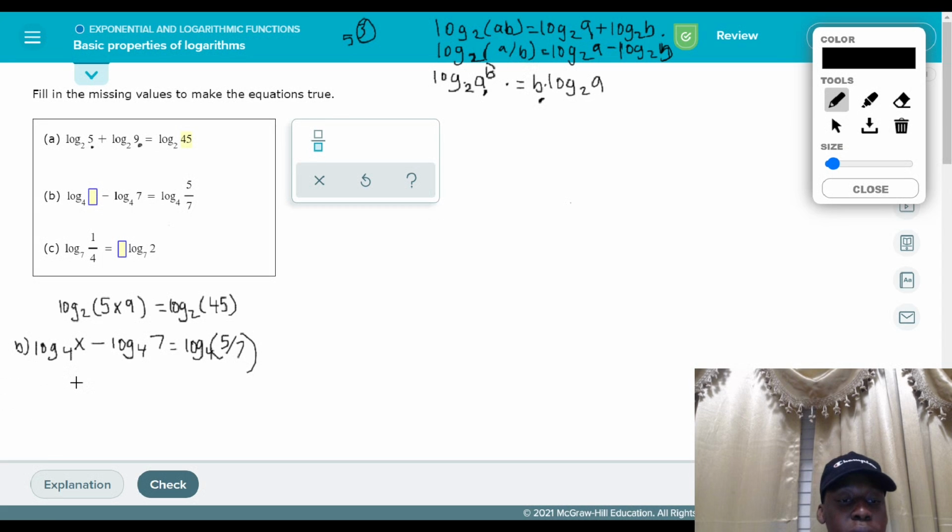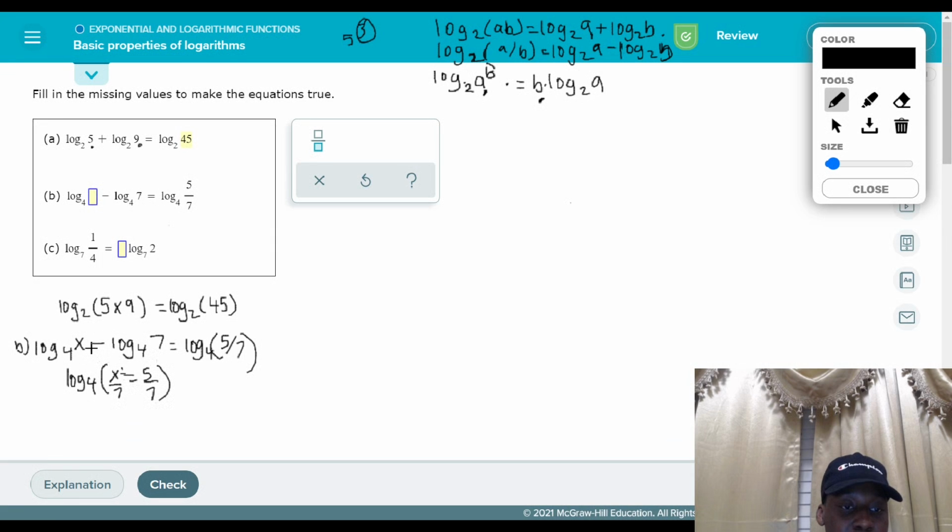When I'm doing these types of questions, what I want to do is check if the logarithm bases are all the same, if all these numbers at the bottom are all the same. Since they're the same, we can combine this equation into one entity. So we can say log 4 of x divided by 7, or we can say x over 7 equals 5 over 7.